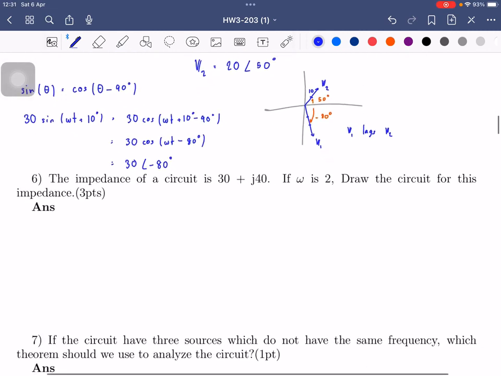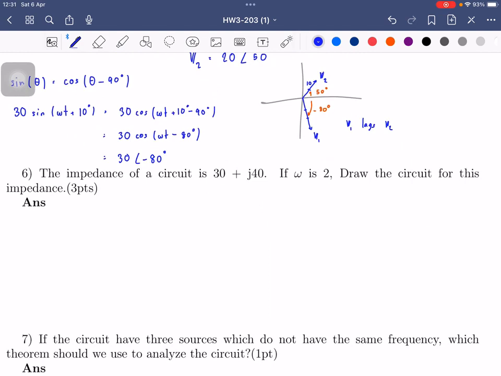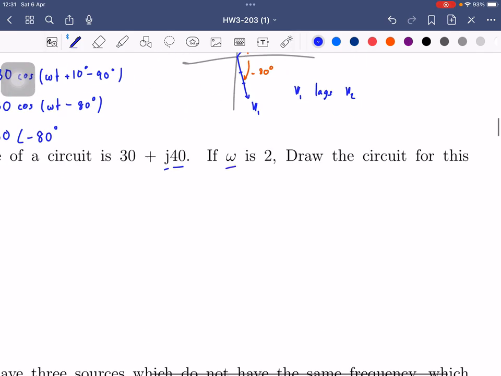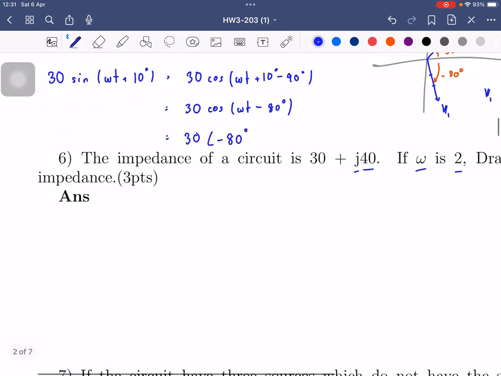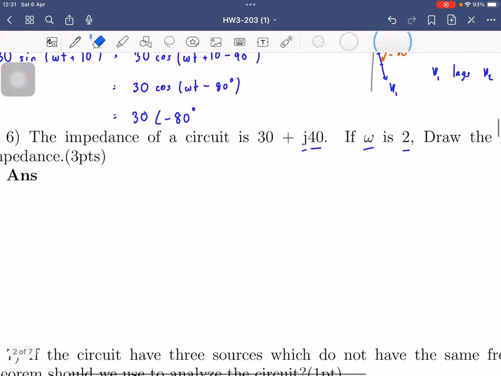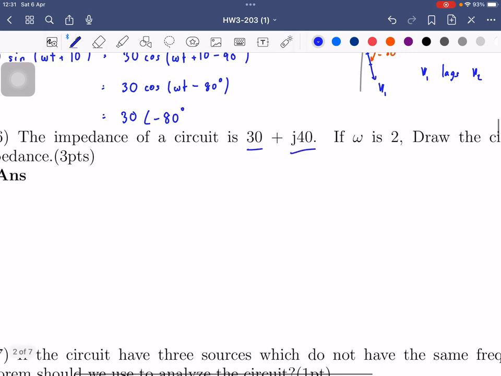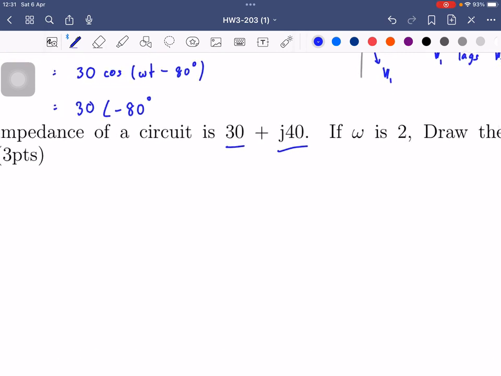Alright, next, number 6. The impedance of a circuit is 30 plus J times 40. If the omega is 2, then draw the circuit for this impedance. So as you can see right here, the impedance we are going to analyze is a complex number. So we have the real part and the imaginary part. There are only three options, which are R, L, and C: the resistance, the inductance, or the capacitance.